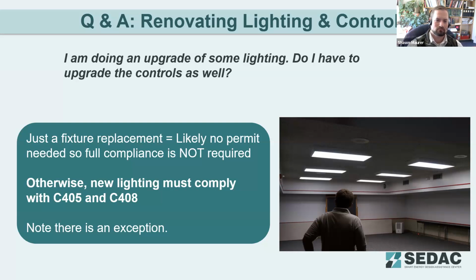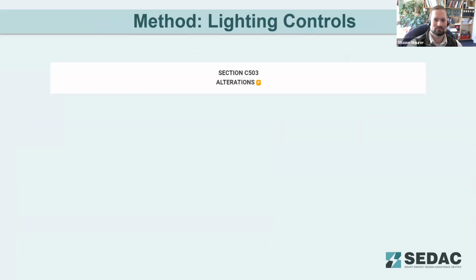So again, new lighting, we start in Chapter 5. It refers back to Chapter 4, C405 and C408, C408 for lighting controls. And there are some exceptions that apply here. So let's walk through the process. Again, it's an existing building. We're starting in Chapter 5. We're altering a system in that building. So we're going to 503 for alterations.